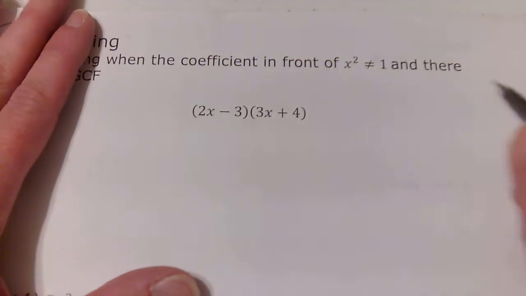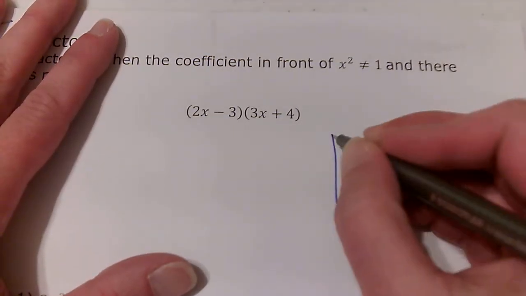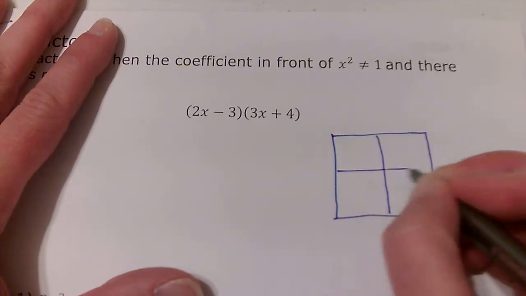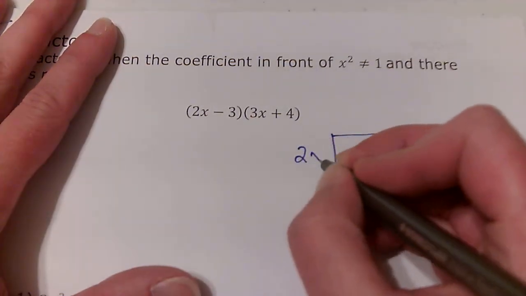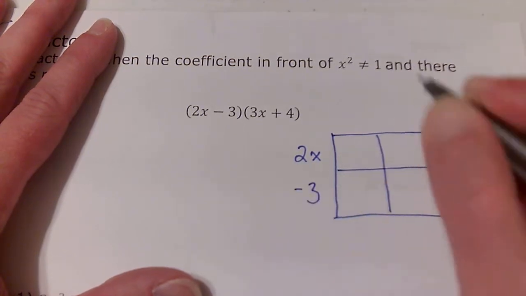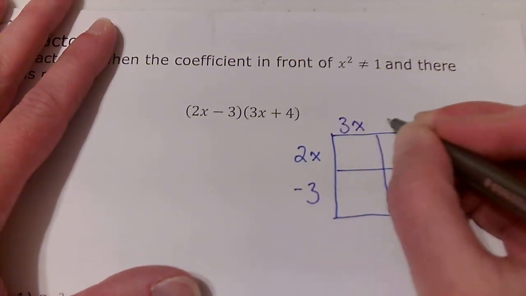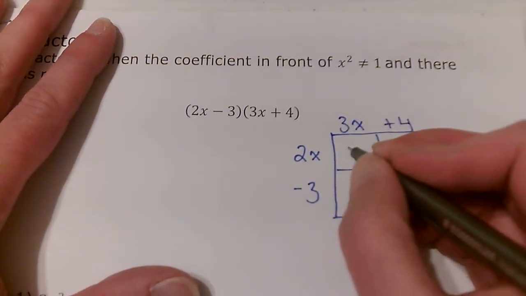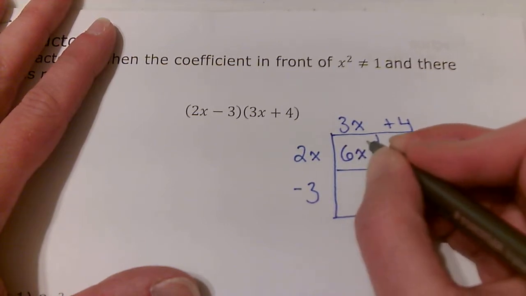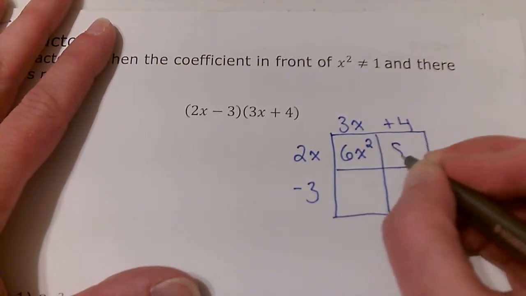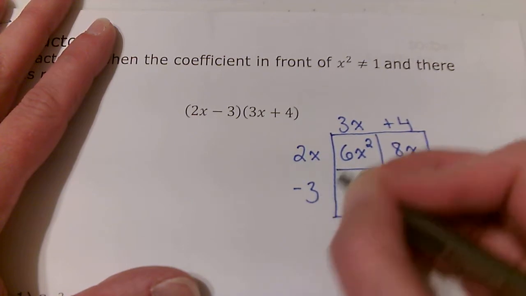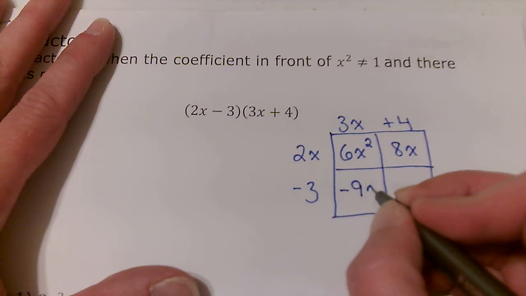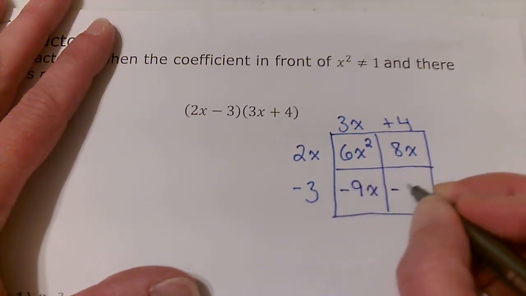So let's review for a minute. I've got two binomials, and we're going to multiply them together. So 2x minus 3 and 3x plus 4. So 2x times 3x is 6x squared. 2x times 4 is 8x. Negative 3 times 3x is negative 9x. And then this is a negative 12.